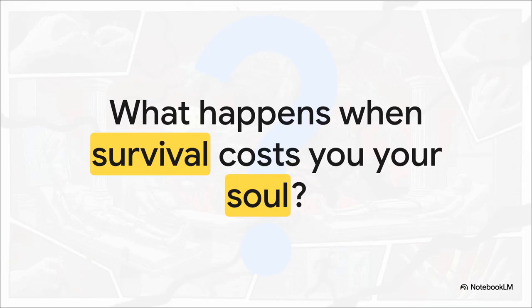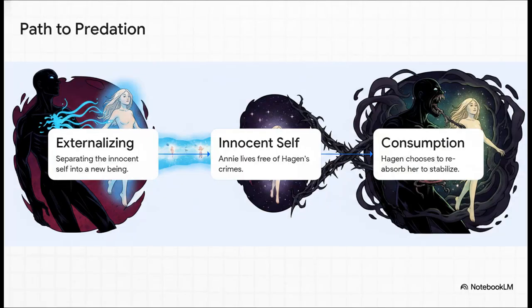Think about this. What actually happens when survival costs you your soul? Because this is the ultimate pivotal dilemma for Hagen. The choice he makes next is, without a doubt, the most horrifying decision of his entire existence. The path he takes to becoming a true predator happens in these terrifyingly logical steps. First, like we said, he externalizes his humanity into Annie. She's out there living, experiencing life totally free of his baggage.